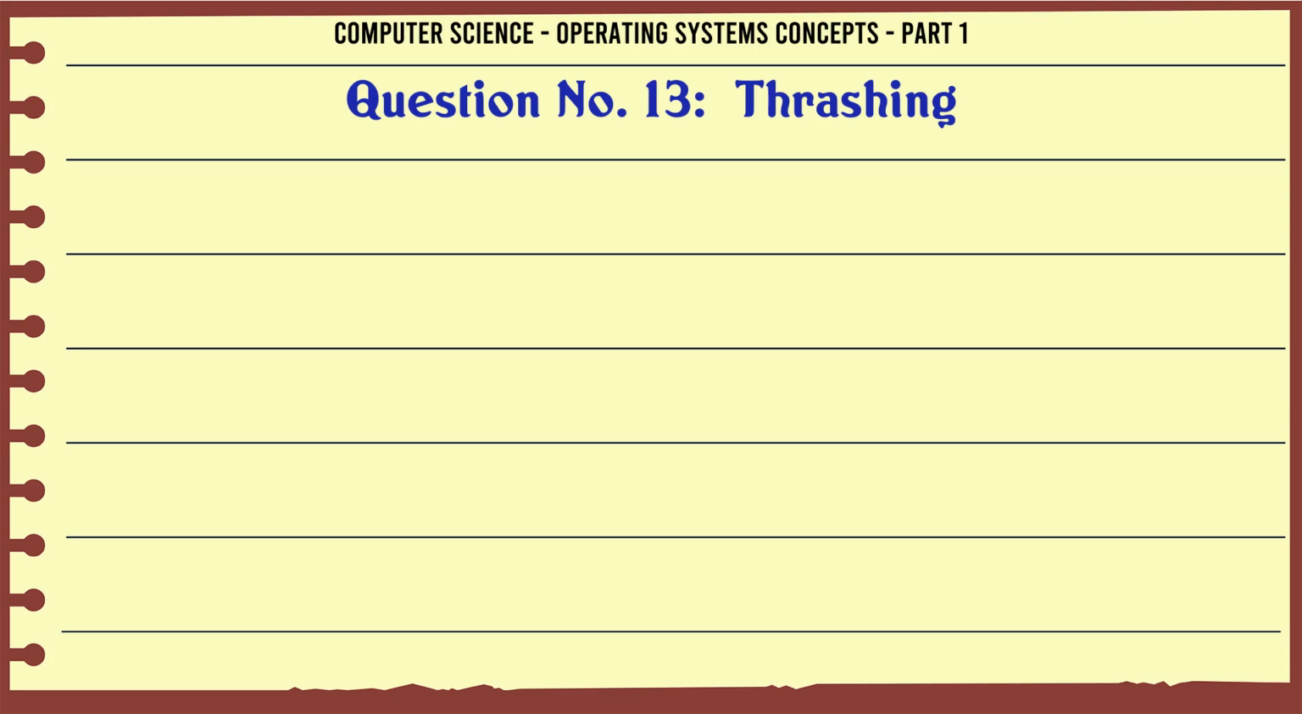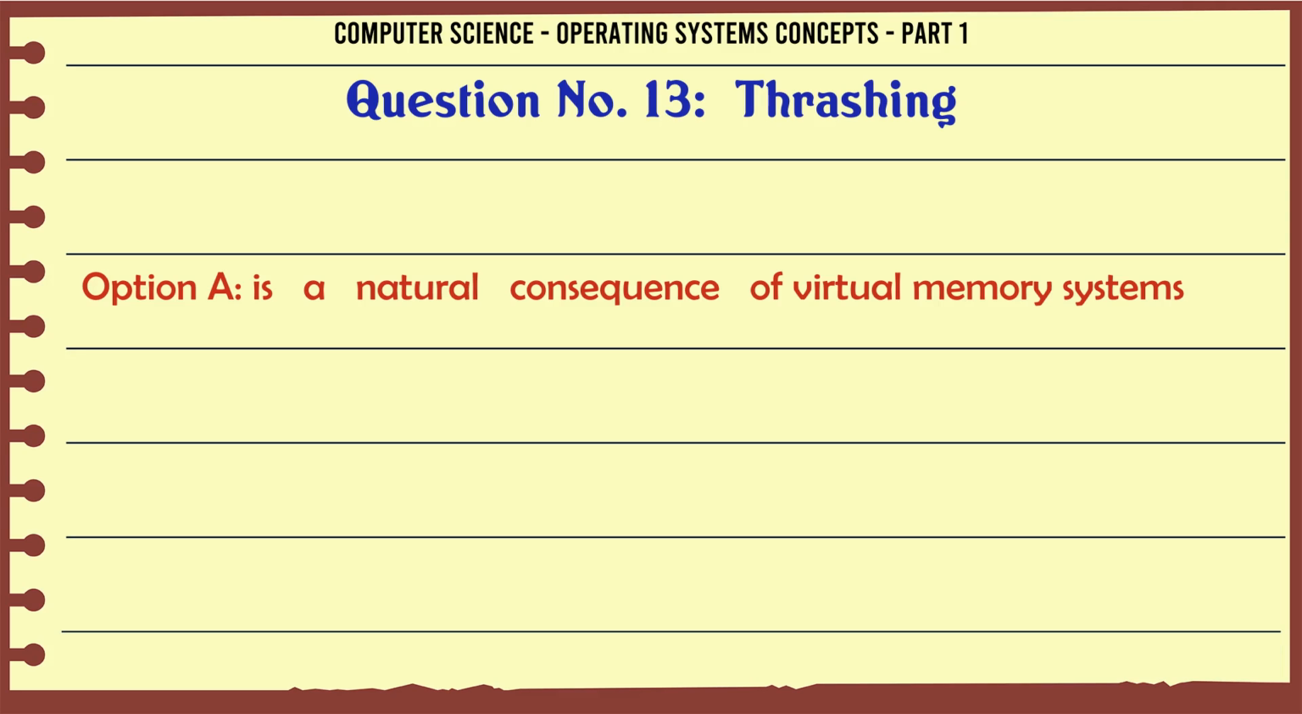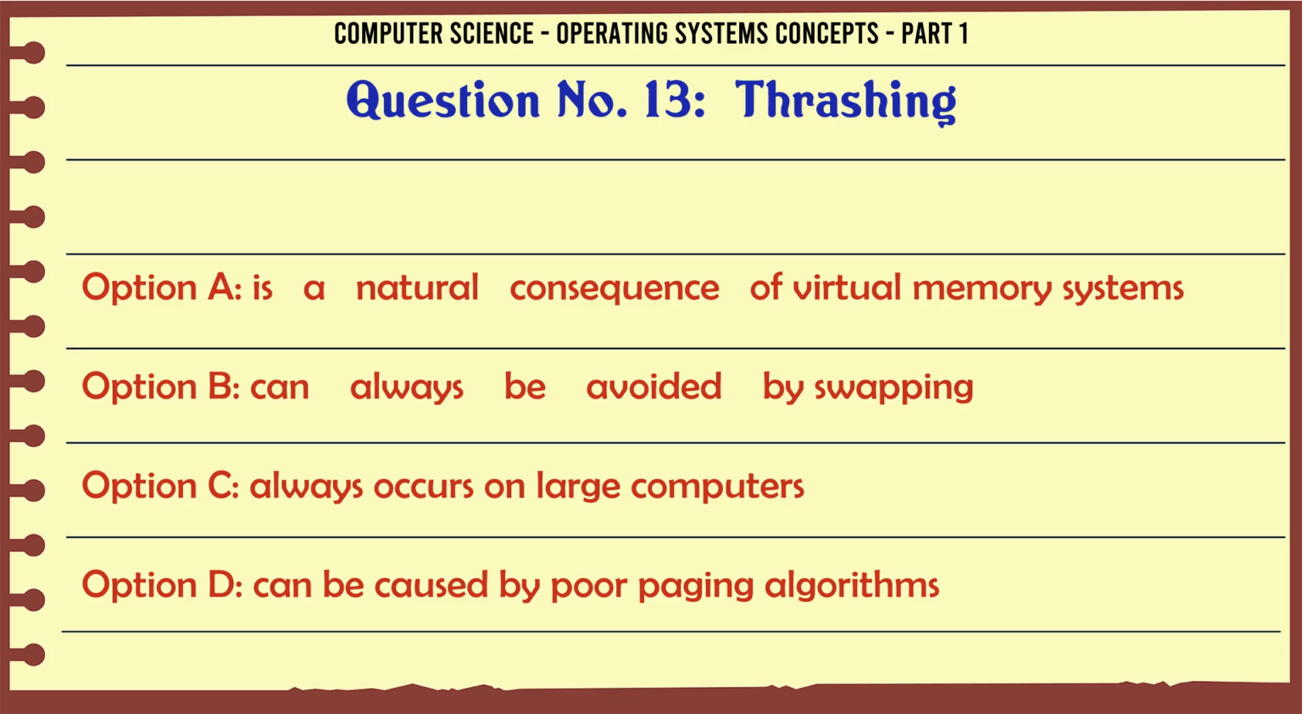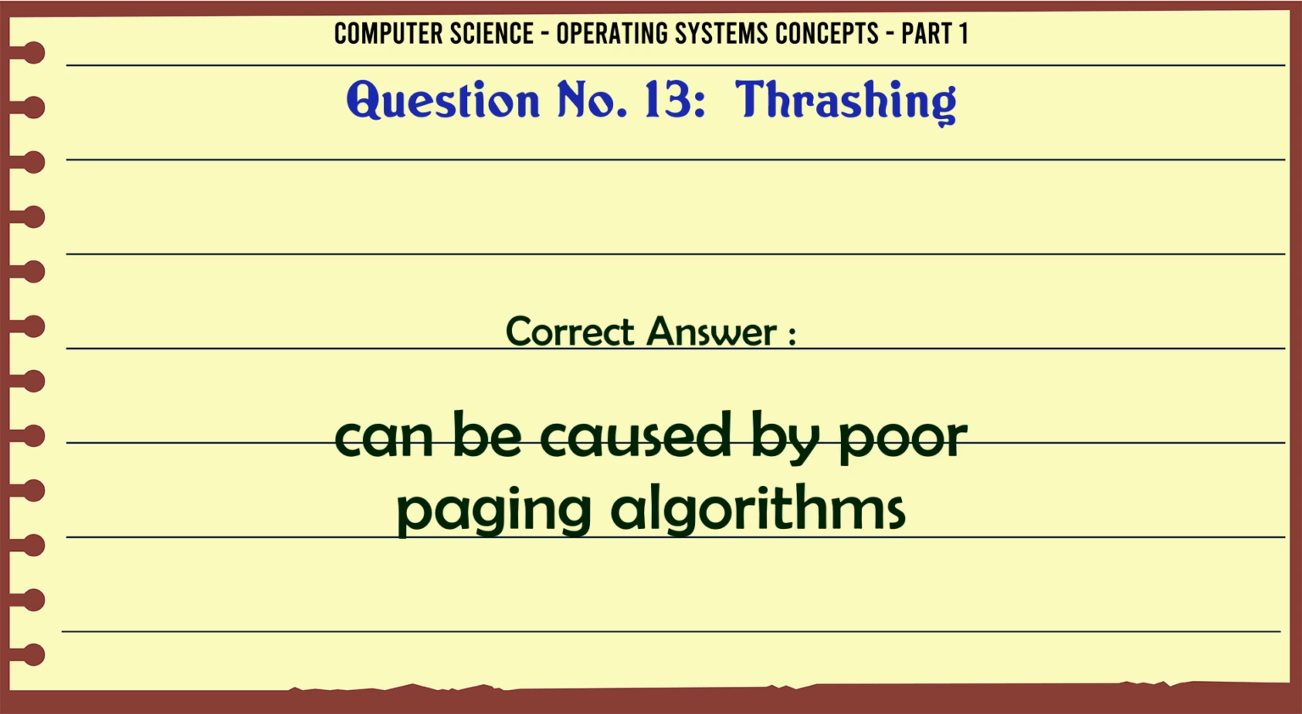Thrashing: A. Is a natural consequence of virtual memory systems. B. Can always be avoided by swapping. C. Always occurs on large computers. D. Can be caused by poor paging algorithms. The correct answer is can be caused by poor paging algorithms.